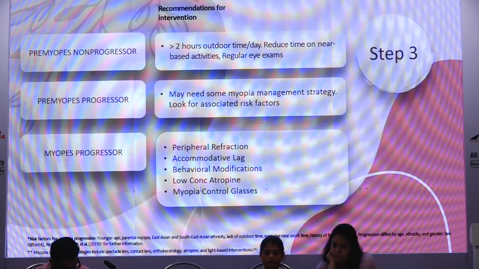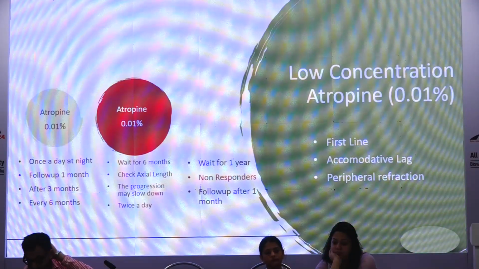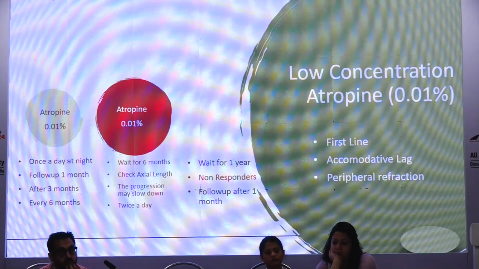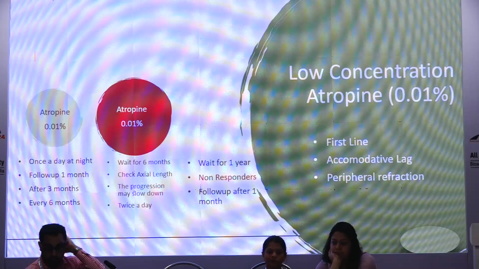And if there is a myopia progressor, we would do certain investigations like accommodative lag and peripheral refraction, and then think of two major strategies, which are either low concentration atropine or peripheral hyperopic defocus glasses. So this is more or less our strategy of first line treatment.